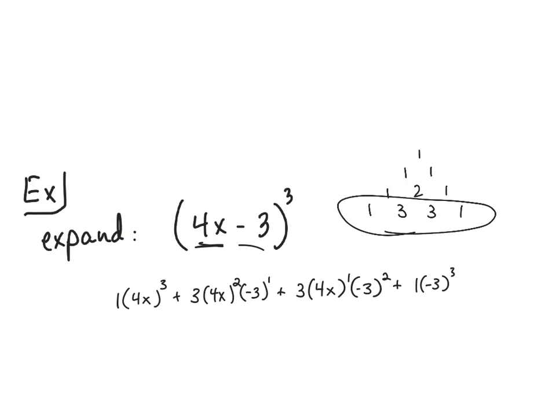Let me simplify. 4x raised to the third power, 4 cubed is 64, and then x cubed is x cubed. And actually I'm going to hold off on writing a plus sign just to verify, because now we have negative 3 to the first power, which is negative 3. Here we have 4 squared, which is 16. And that's also going to be multiplied by 3. So 16 times 3 is 48, and then 48 times negative 3 is negative 144. So we're going to have minus 144x squared.